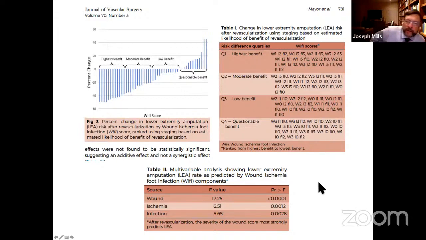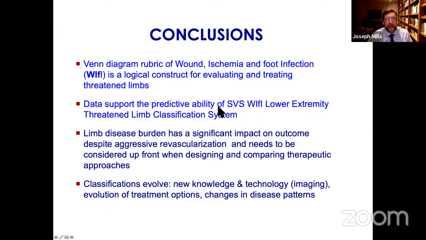Patients didn't do so well if they had severe foot infection and large wounds and severe ischemia. And they didn't seem to benefit much with small degrees of ischemia and small wounds, because many of those heal anyway. So in conclusion, I would state that wound, ischemia, foot infection is logical. It gives you a way to stage these patients. It does predict outcomes. So it predicts a couple of things.